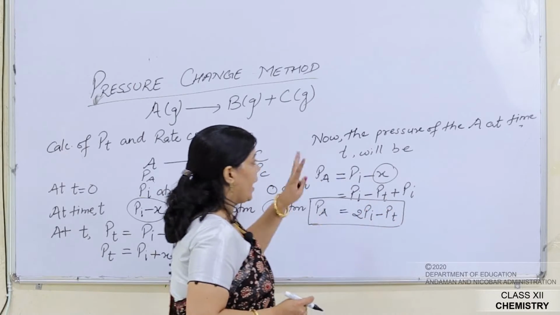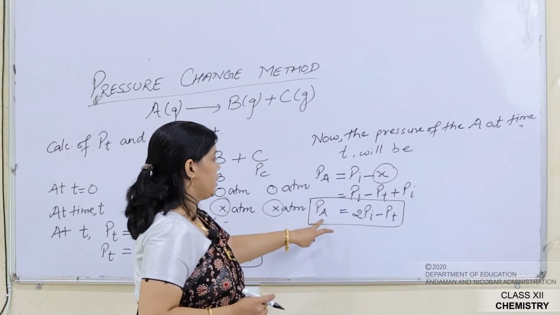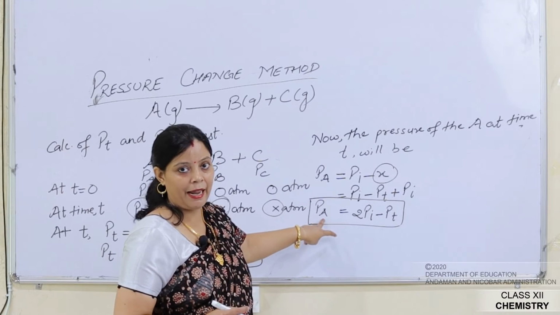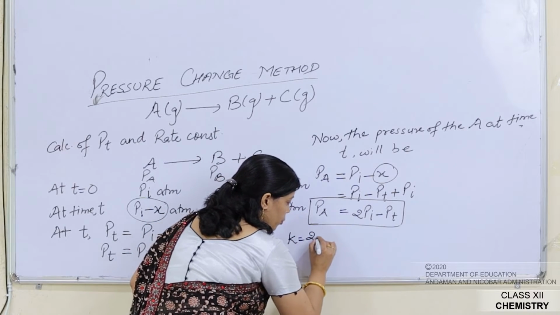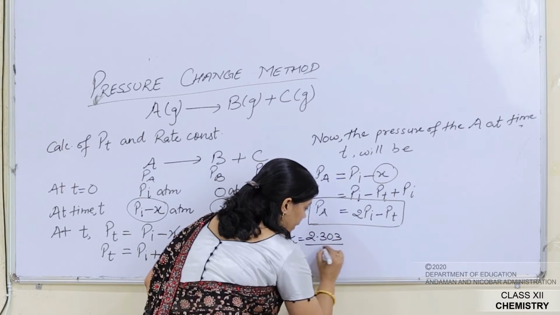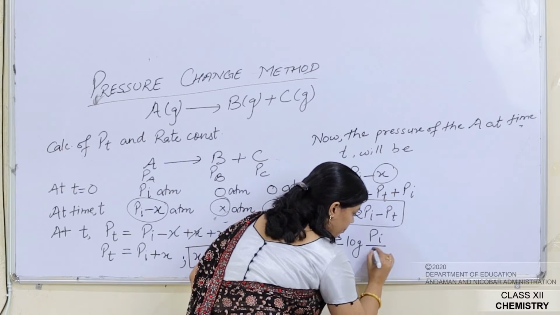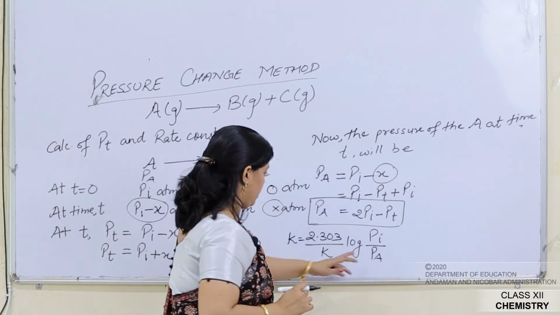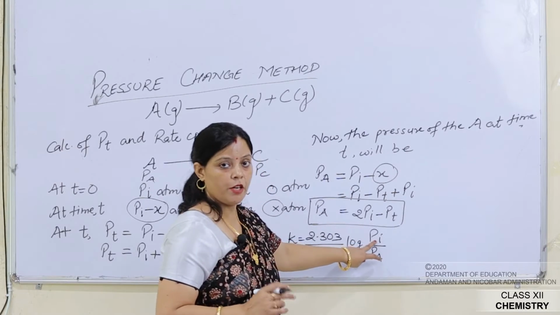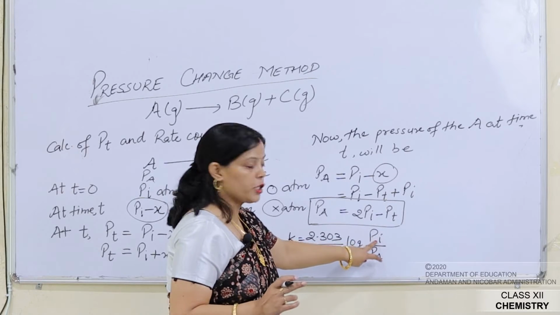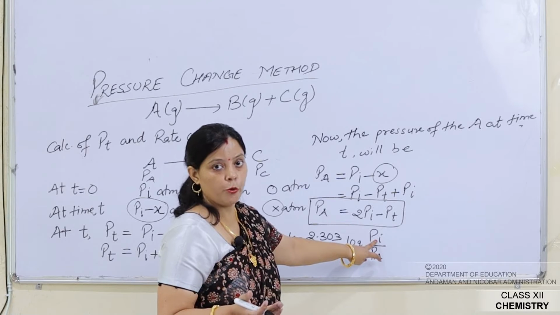This value can be substituted in the integrated rate equation containing the partial pressure of component A at time t, that is, k = 2.303/t log Pi/Pa. Initially I had also written the integrated rate equation, and when we consider the pressure of the reactant and product, the concentration term is directly proportional to pressure.